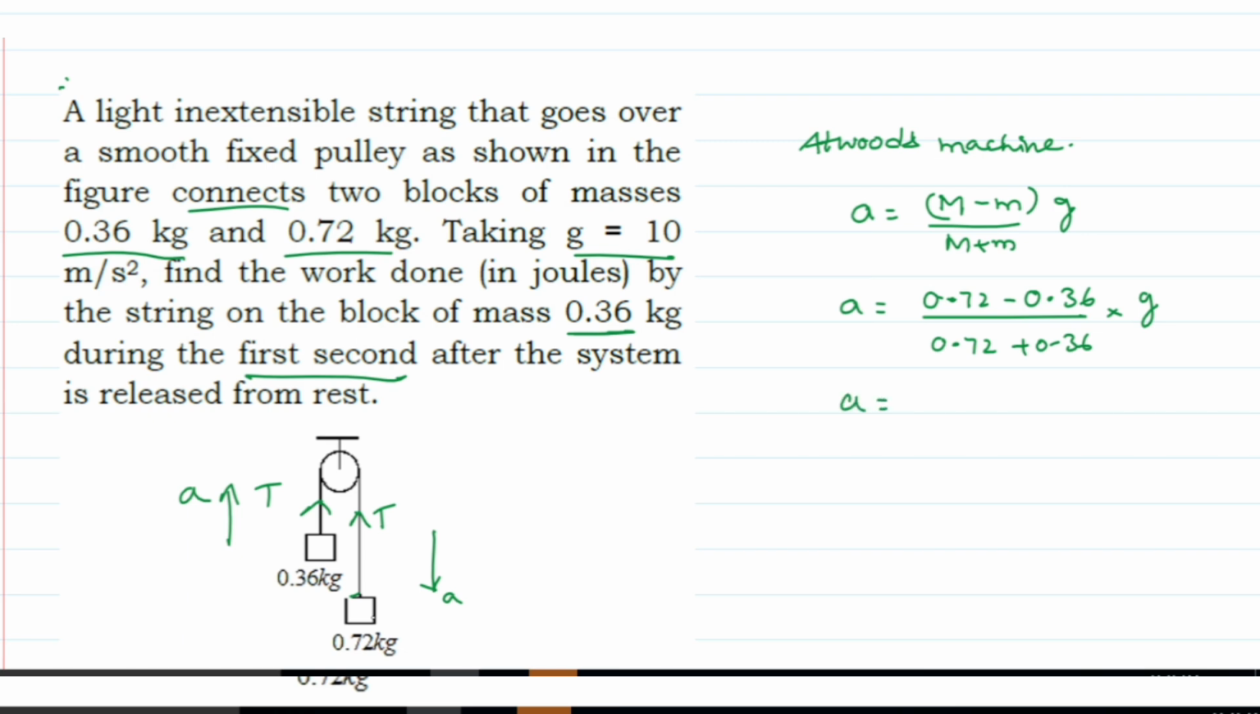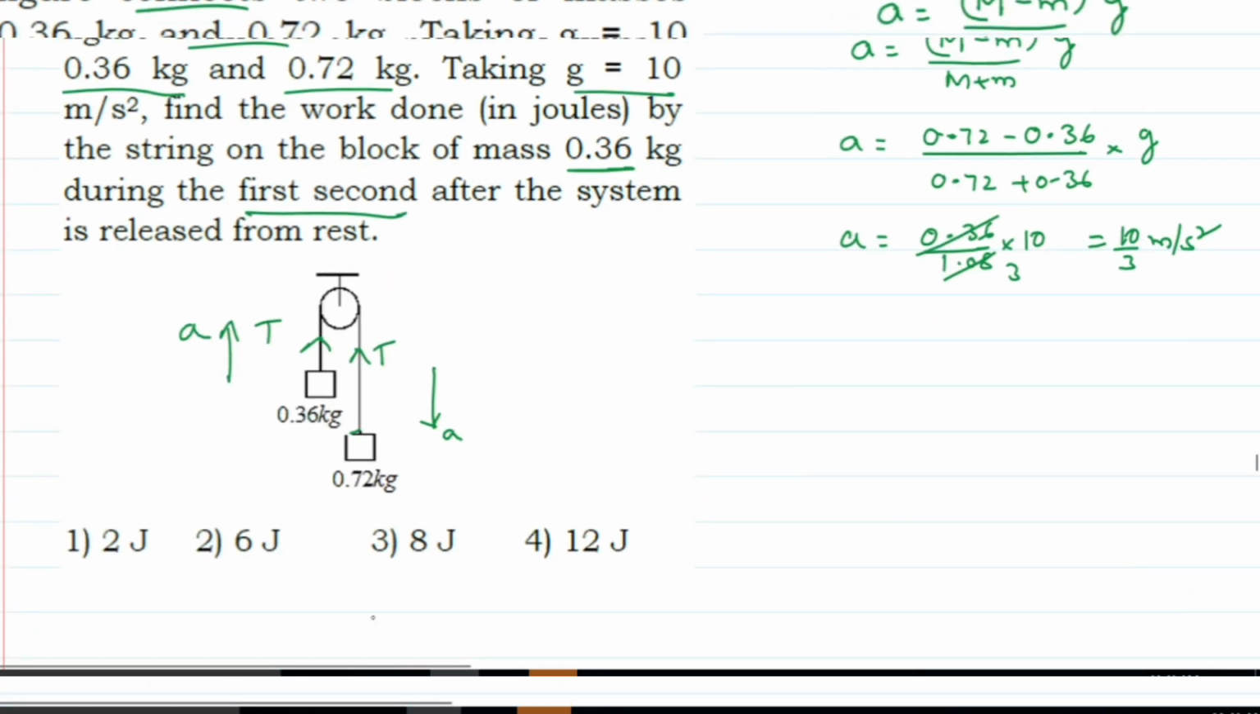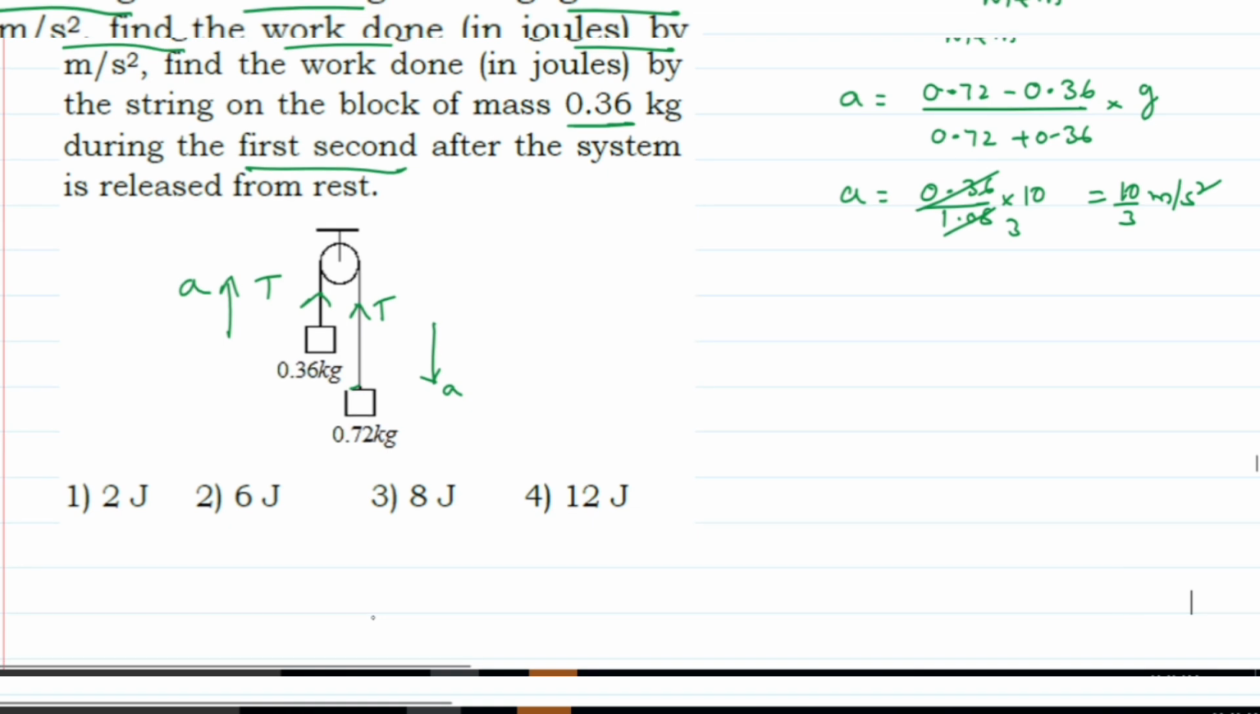When simplifying this, we get 0.36 by 1.08 into 10. Here 0.36 goes into 1.08 three times, so we get 10 by 3 meter per second square. So the system moves with an acceleration of 10 by 3 meter per second square. Now let us calculate the displacement of the block in the first second.